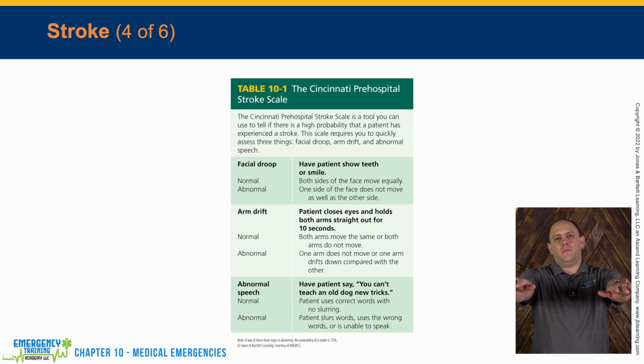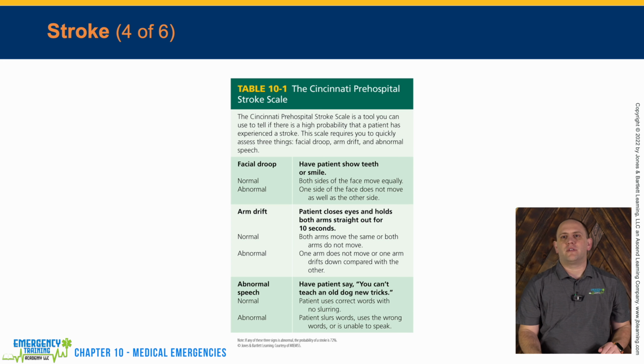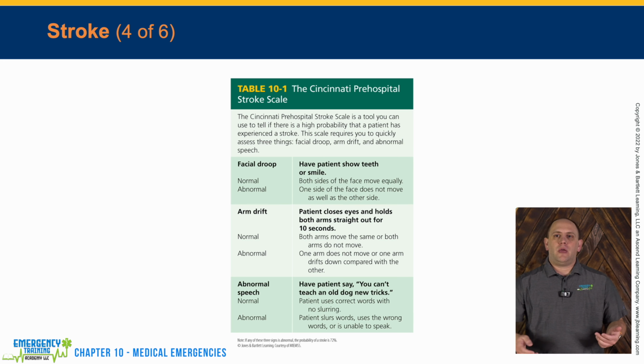But if they put their arms out and they close their eyes and you see one of their arms drift down or even just fall completely, they may not even be able to get to where they close their eyes. You may have them get their hands out and one arm just falls immediately. That would be an abnormal finding or a positive on the arm drift.